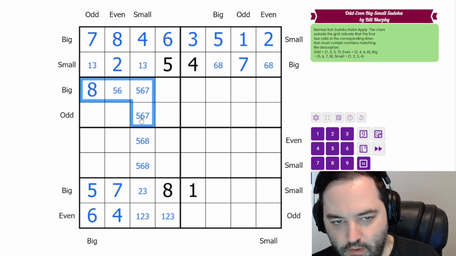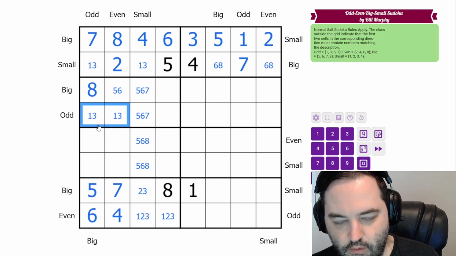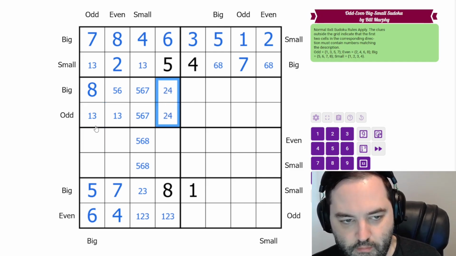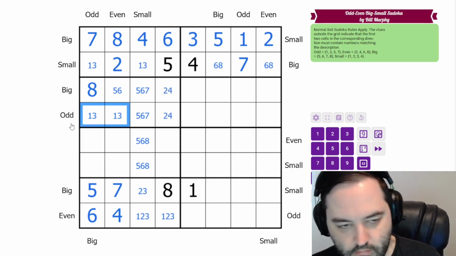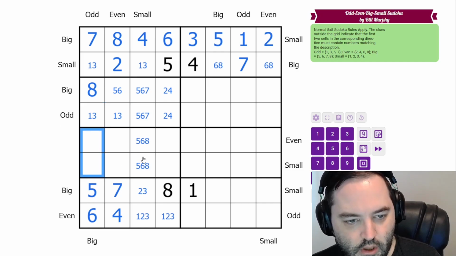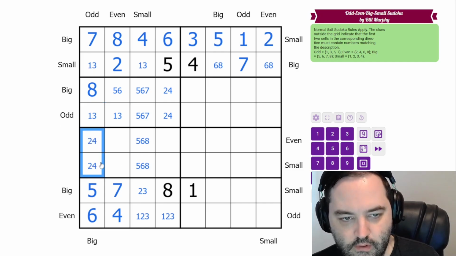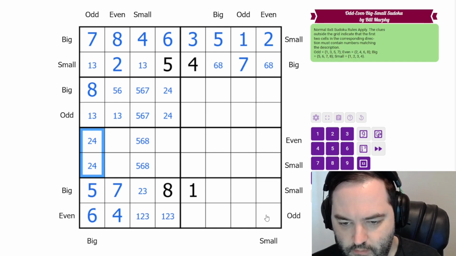These are small now because we have all of our big digits. So they're 1, 3, and these are 2, 4 because of this odd clue. Sorry, I didn't actually say that. These are 2, 4 to finish the column. And I think that's about all we can do right now. So let's look at this box now.